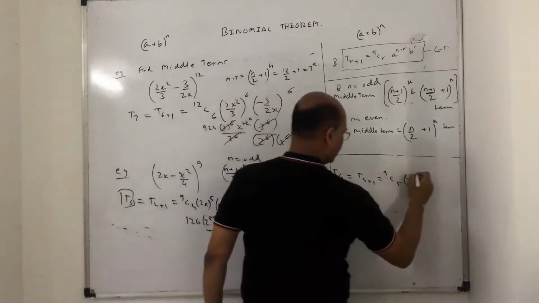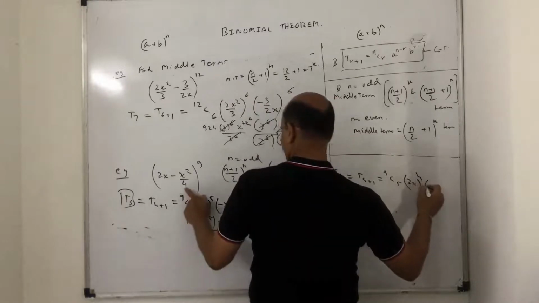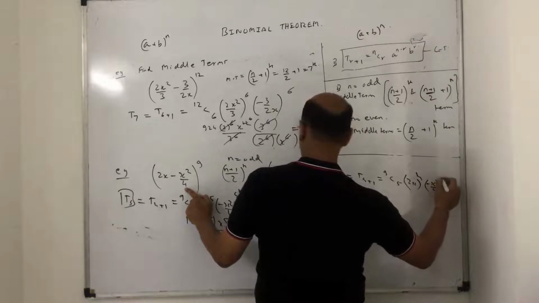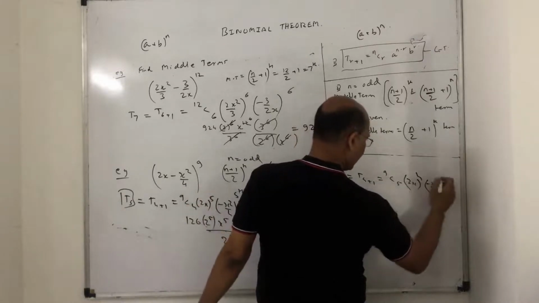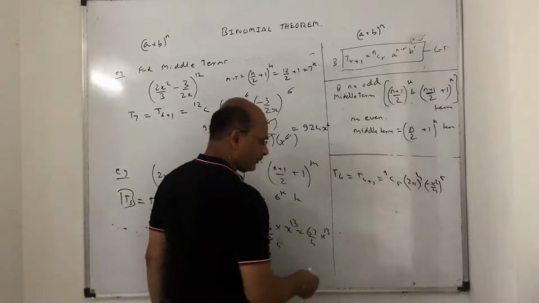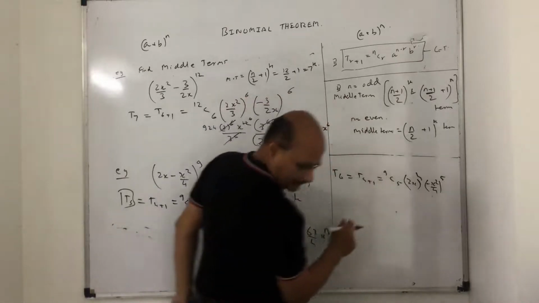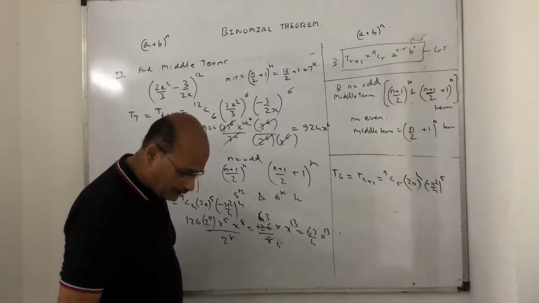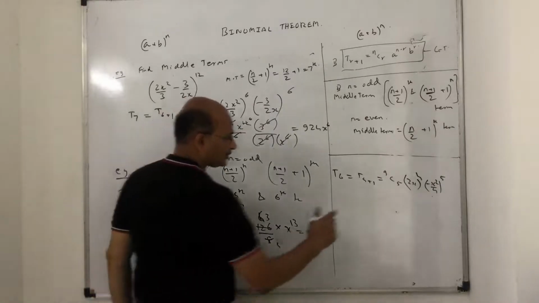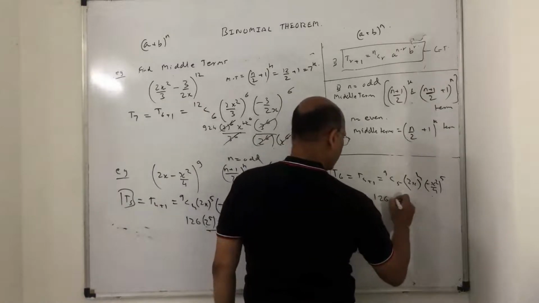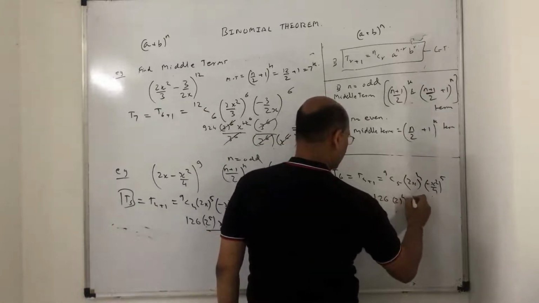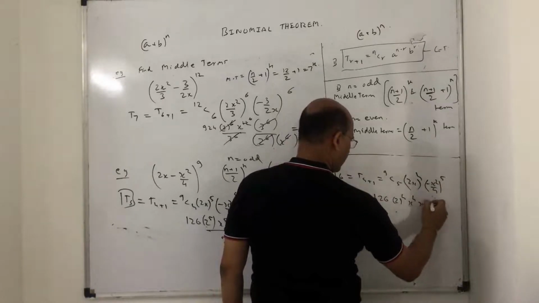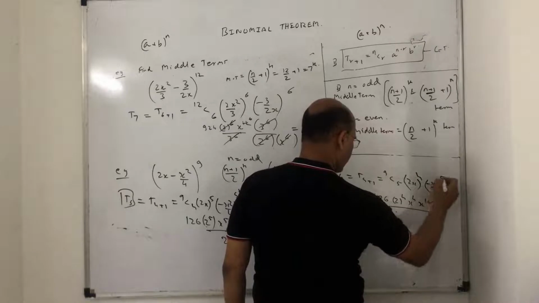Raised to 9 minus 5, 4. And the second term is minus of x square upon 4 raised to, what will happen now? It is 5. Solve it yourself and see what the answer is. So 9C5 I want to calculate here. 9C5 is 126, okay. Then 2 raised to 4, x raised to 4. Now minus will be negative here, x raised to 10 upon 4 raised to 5.